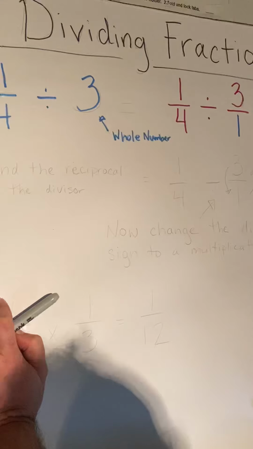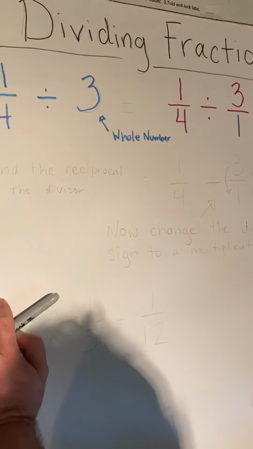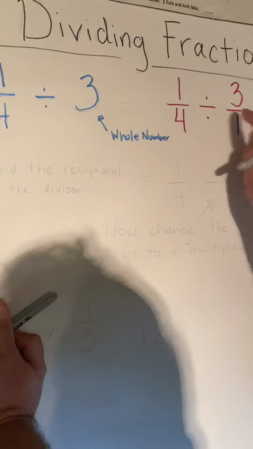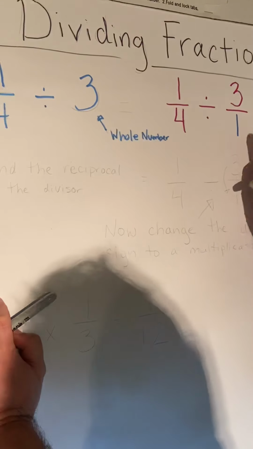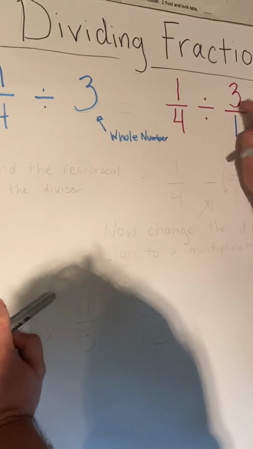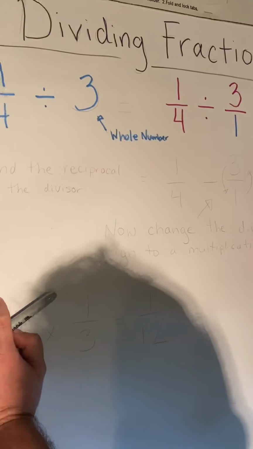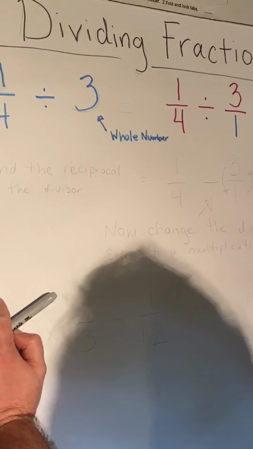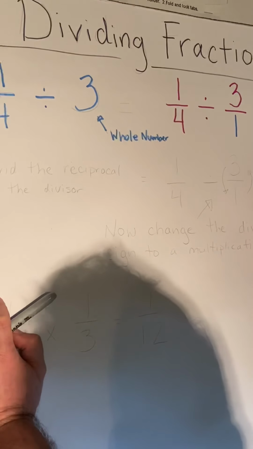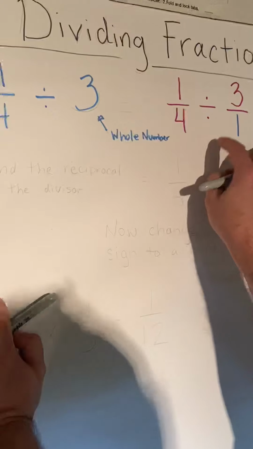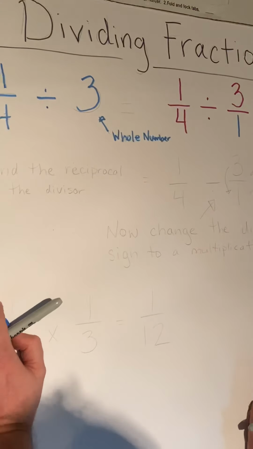By putting a 1 underneath your whole number, it doesn't change the value, because remember, a fraction is like a division problem, and 1 goes into 3 three times. So it still has the same value. We've just turned our whole number into a fraction. That is going to be your first step in dividing fractions.